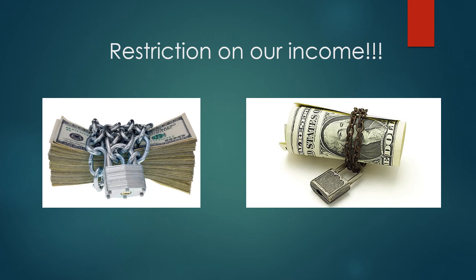So when we're talking about the budget constraint, we can infer from these terms that there's a restriction on our income. Because of this restriction, we are forced as consumers to purchase goods that are affordable to us. We can see here on the left that our money is locked away, but in reality for most of us college students, our money looks like what is on the right-hand side.